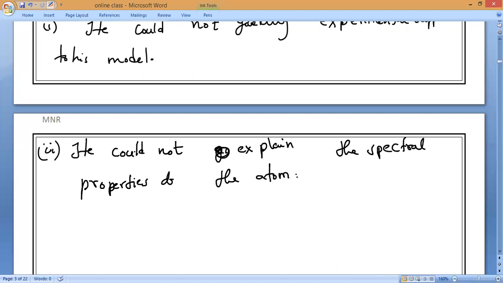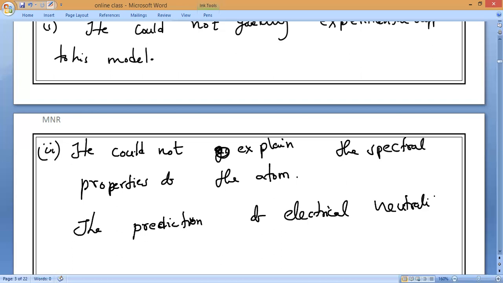So only one valid prediction. What is the valid prediction by Mr. J.J. Thomson? Everybody? All of you. What is the only valid prediction? Atoms are electrically neutral, sir. That is it. So the only valid prediction, the prediction of electrical neutrality of the atom, was accepted.